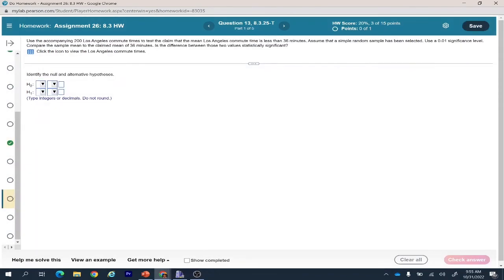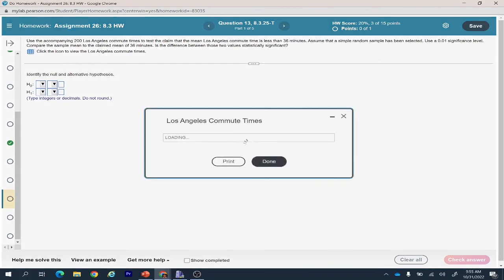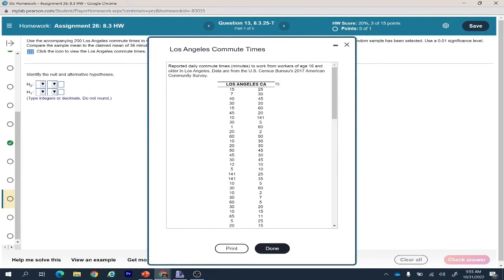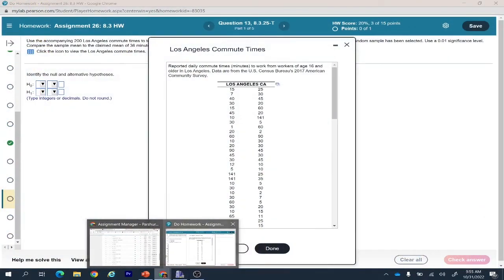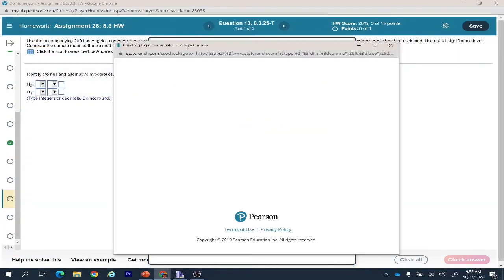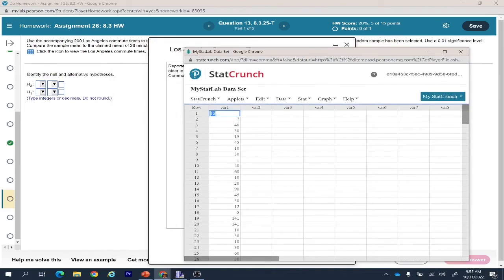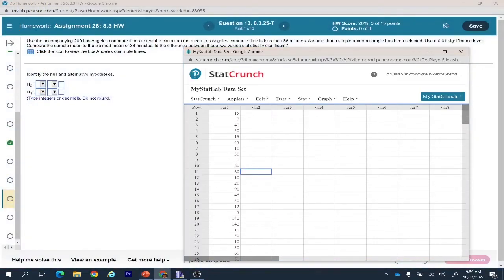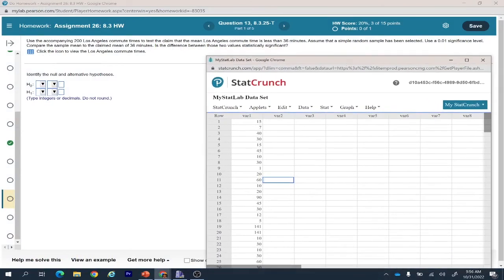let's go to the next problem here. Using the accompanying 200 Los Angeles commute times. So this looks like big data. You see here, it's 200 data values, so we cannot do it manually one by one. So I'm going to use StatCrunch. That's the reason I use StatCrunch to find out the information here. Okay, these are the 200 data values, and now I have StatCrunch, so I can use this.